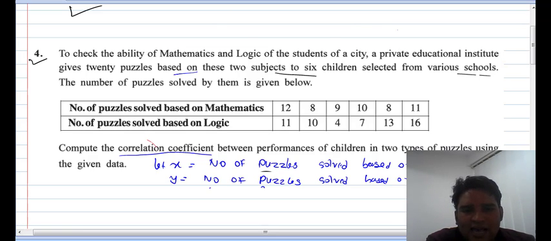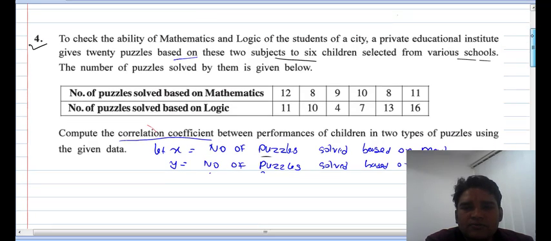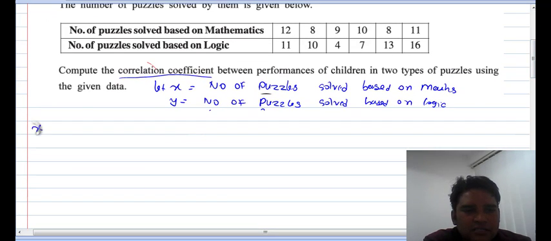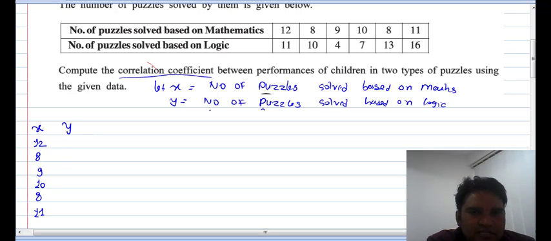Now let x be the number of puzzles solved in mathematics and let y be the number of puzzles solved in logic. The first step is to copy these columns, x. You have to be very careful while writing these numbers. If you make any mistake in writing the numbers, or write an incorrect number, then you will get the wrong correlation coefficient and it leads to 0 marks. Now y: 11, 10, 4, 7, 13 and 16.